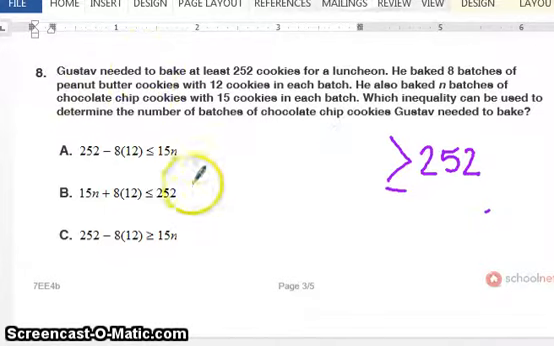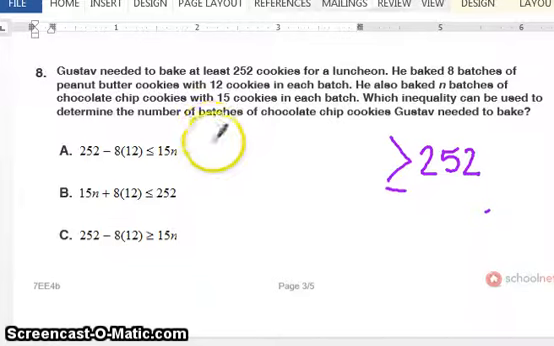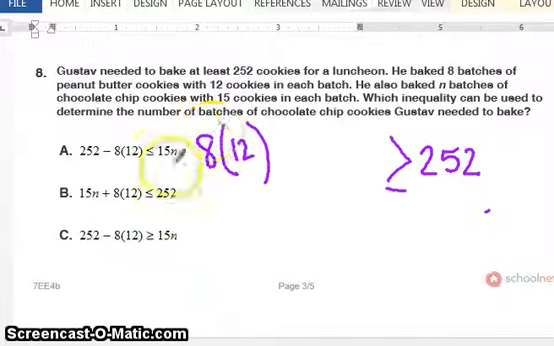He baked 8 batches of peanut butter cookies with 12 in each batch, so that would be 8 times 12. He also baked batches of chocolate chip cookies with 15 in each batch. Now, if he's baking more cookies, this is in addition to what he already had of the peanut butter cookies, so this is going to be 15 times n.